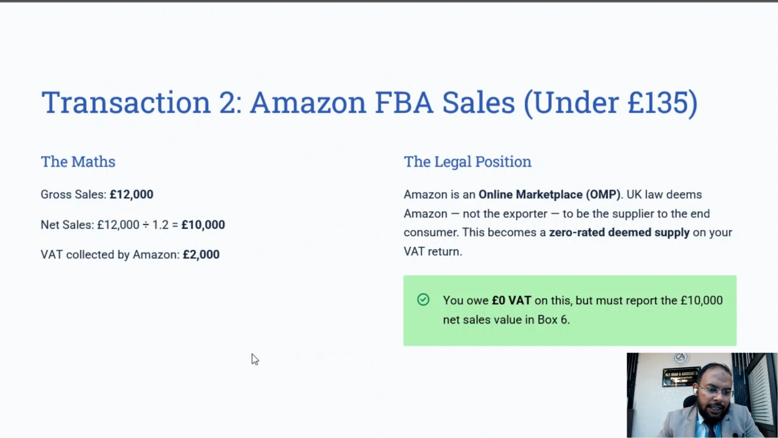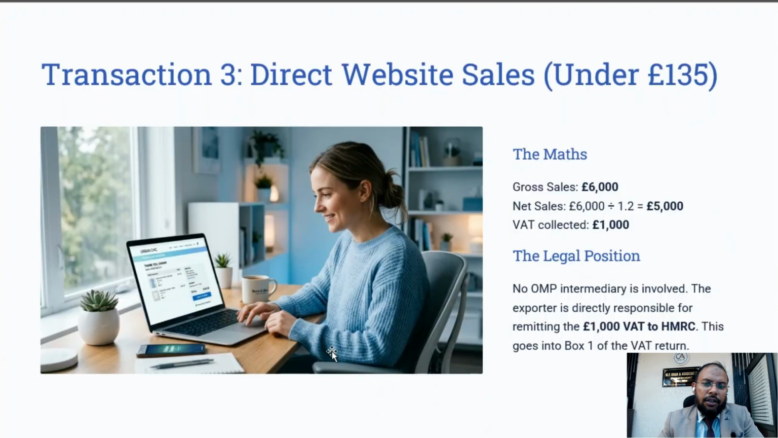Regarding the next transaction, transaction number three, direct website sale. For your understanding, gross sale is 6,000 pound and net sale we can calculate with the same formula: 6,000 pound divided by 1.2, means net sale will be 5,000 pound without VAT, and VAT on this sale will be 1,000 pound.